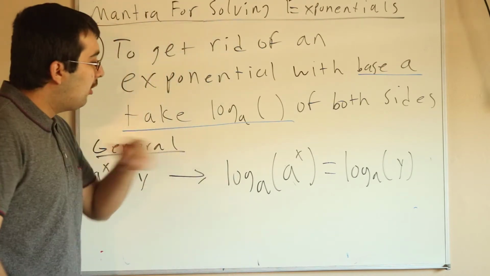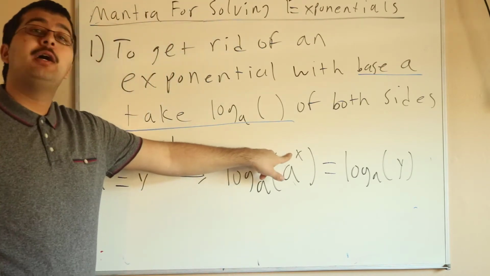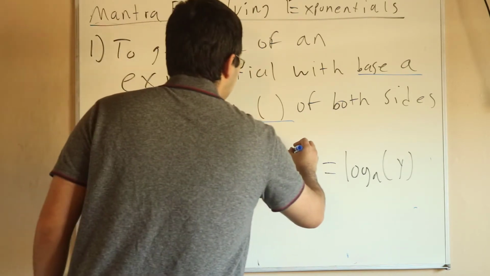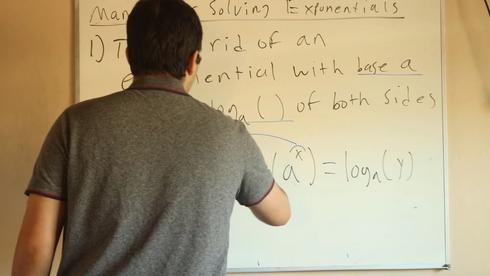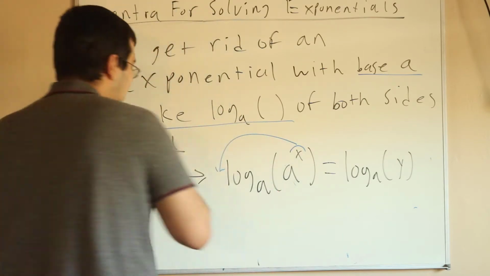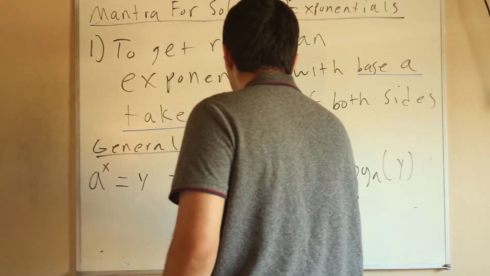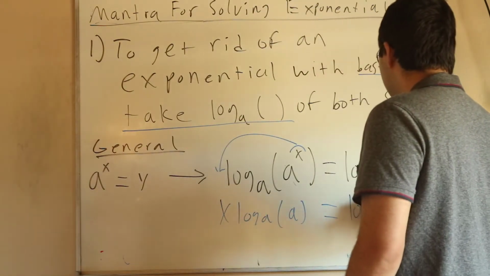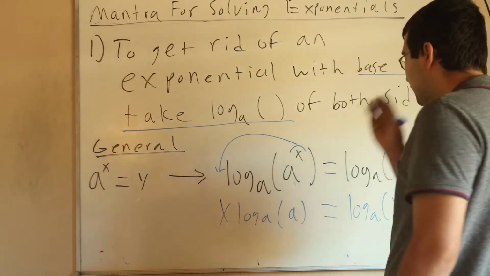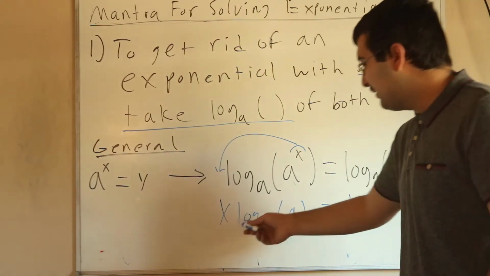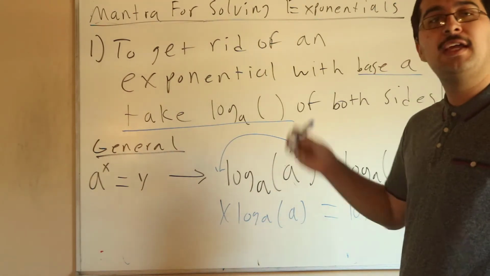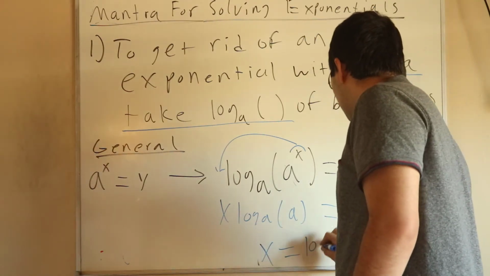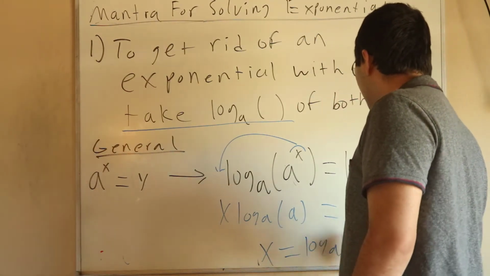So over here we can apply our power property of logarithms, what we talked about last lecture video, and we can take this power and bring it out to the front. So I'm going to have x times log base a of a equals log base a of y, right? And as we just mentioned, by the inverse property, log base a of a is 1. So we have that x equals log base a of y.